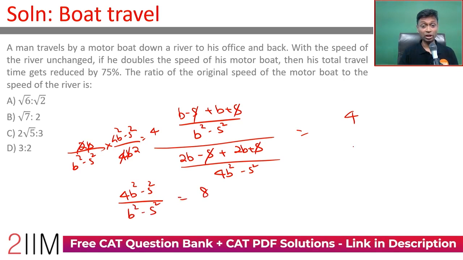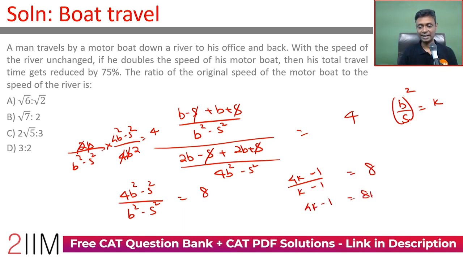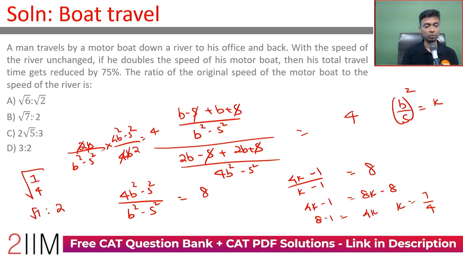We want to find the original ratio of speed of motorboat to that of river. We want to find B by S. Let's say B by S, the whole square, is equal to K. This is 4K minus 1 by K minus 1 is 8. 4K minus 1 is 8K minus 8. 8 minus 1 is 4K, or K is 7 by 4. So the ratio we are looking for is square root of 7 by 4, or root 7 is to 2.